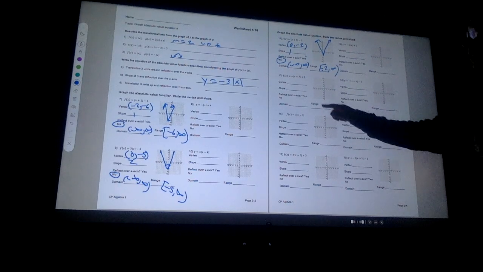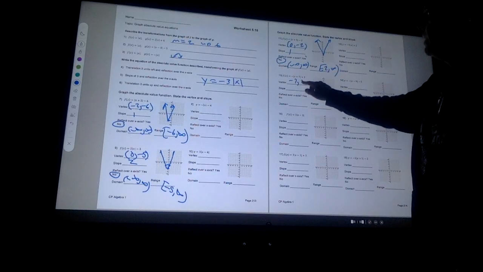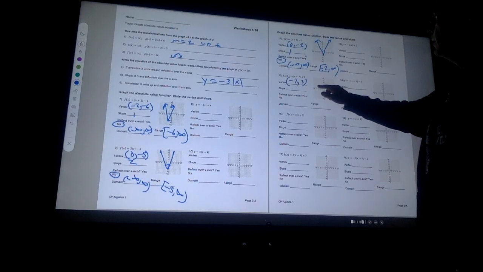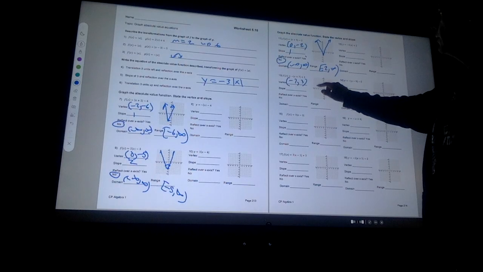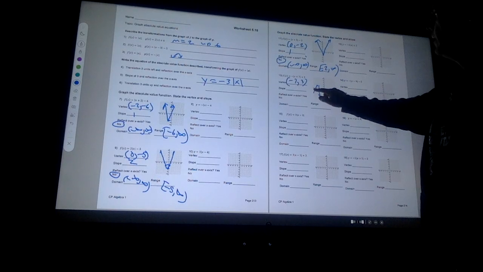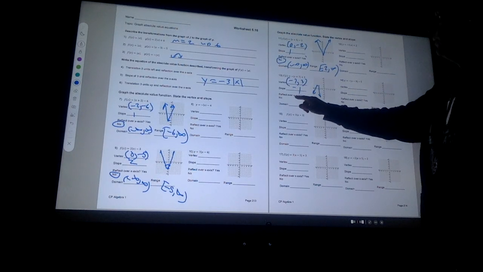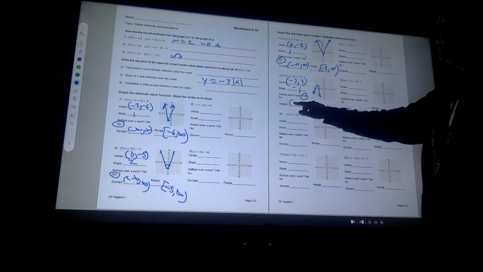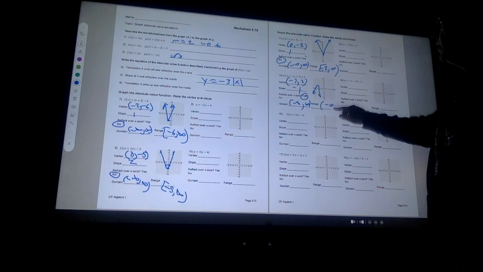13, our vertex is going to be negative 7, 3. So negative 7, 3 is here. It's going to open down because the negative out front. Slope is negative 1. Reflect over the x-axis, yes. Domain, negative to positive infinity. Range negative infinity up to 3.